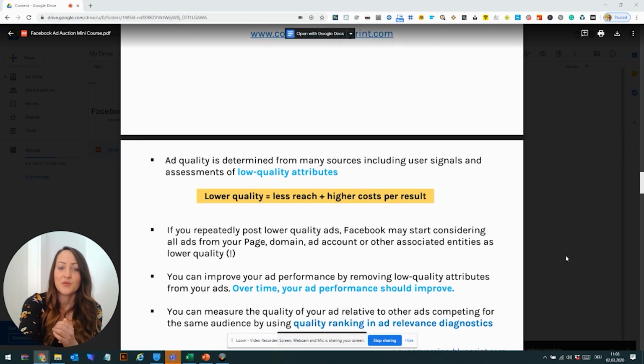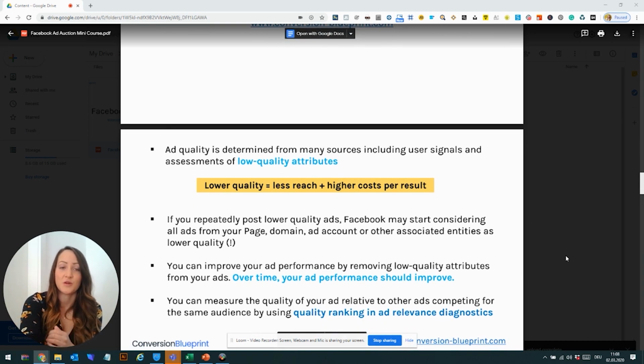You can improve your ad performance by removing low quality attributes from your ad. I will tell you what they are in a second. And over time, your ad performance should improve. Facebook wants to see that you're learning as an advertiser and that you're improving. Otherwise, you will be punished and pay more in the future.